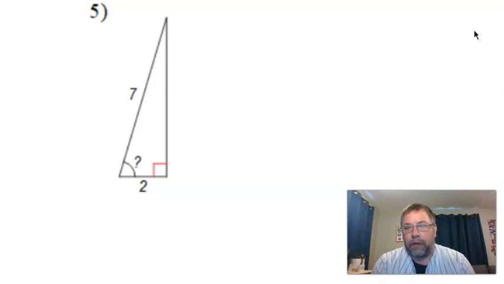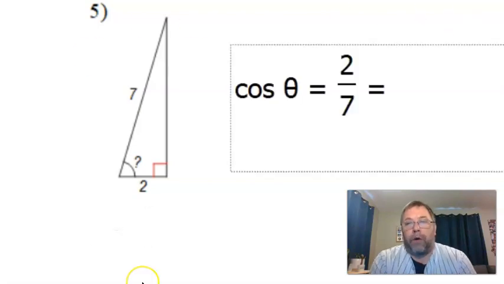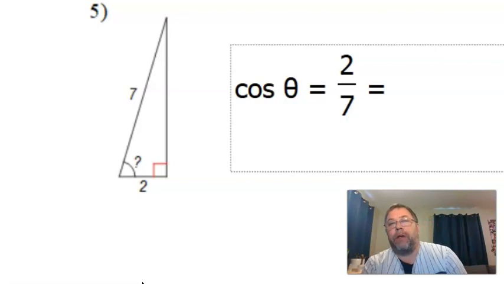The question is, is 2 my opposite leg or my adjacent leg? And when I look at this picture, I can see that the angle they want is right next to that 2. That means 2 is my adjacent leg. So in this problem, we have the adjacent leg, we have the hypotenuse, that is going to be cosine. So let's set up our problem. So I have set up cosine of theta equals 2 over 7. 2 is my adjacent leg, 7 is my hypotenuse. So the cosine of theta is 2 over 7.